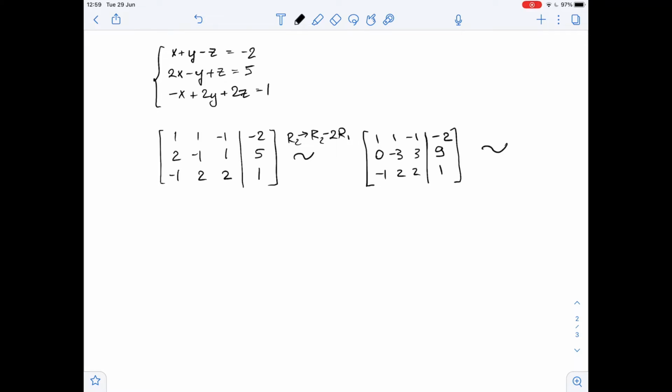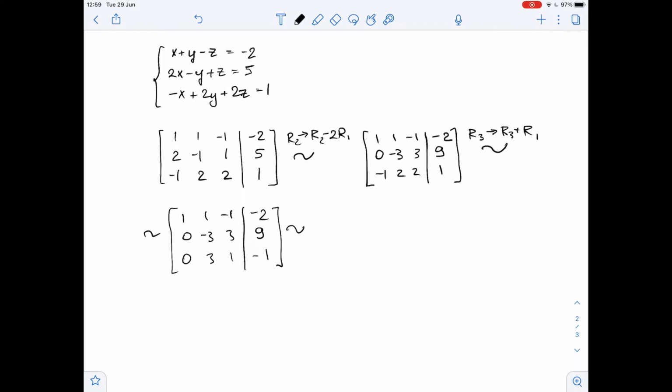Our next step is to add row 1 to row 3. So instead of row 3, we will have row 3 plus row 1. And our matrix becomes: the first two rows are the same, but the third row is 0, 3, 1, negative 1 now.